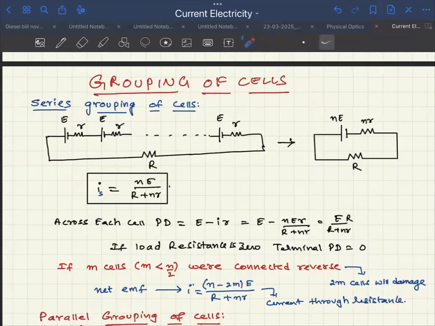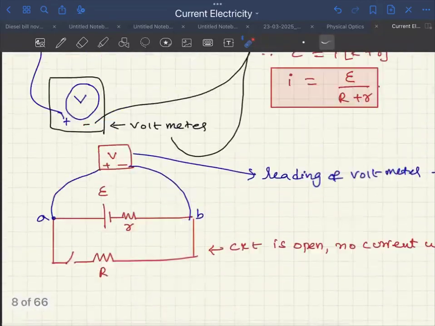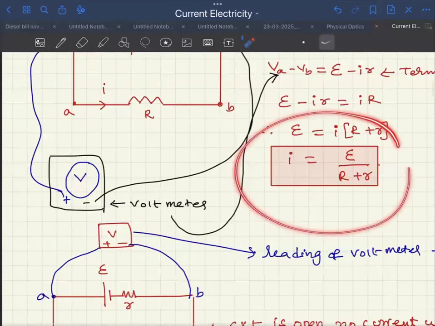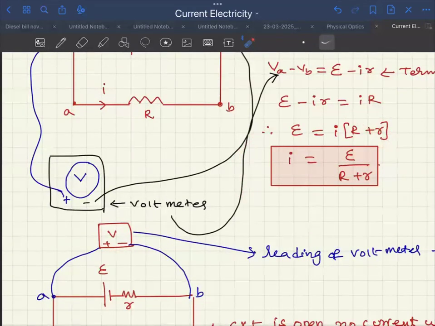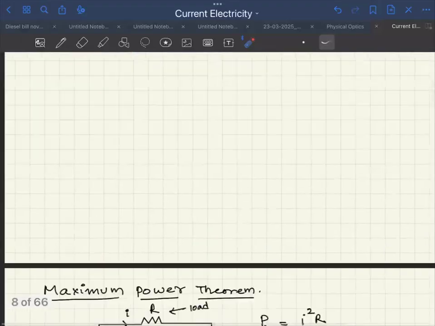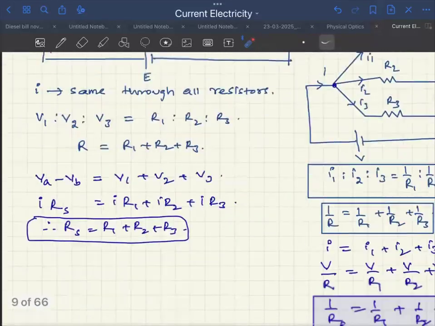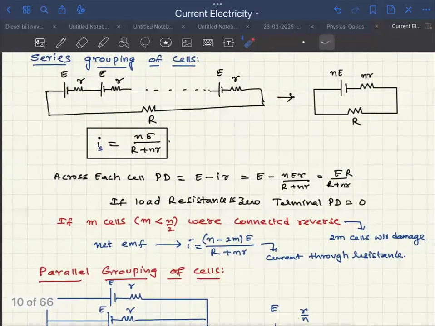Now what is the current through the load? I am worried about the load. So the current is what you want. You have a battery of EMF nE, internal resistance nr, and load resistance capital R. I see the same question as the same relation. What am I going to do? I equals nE by capital R plus nr.